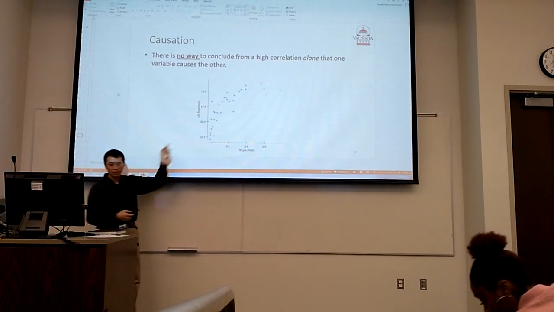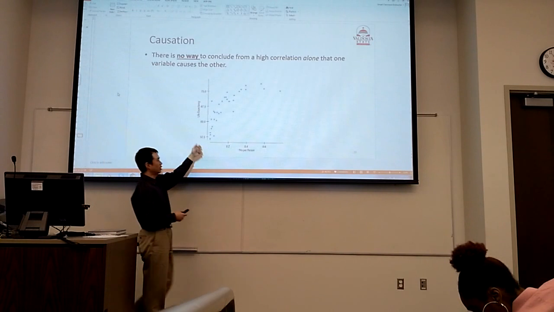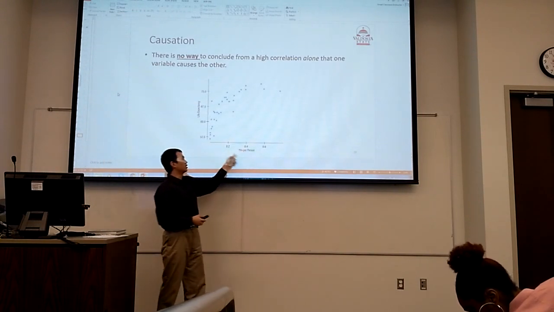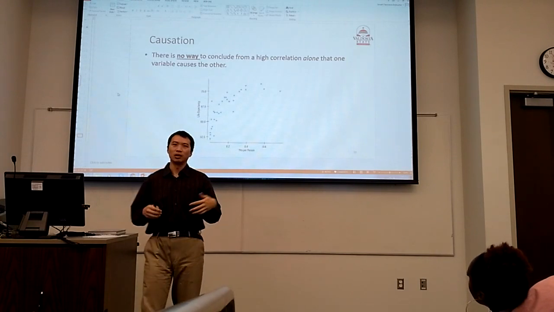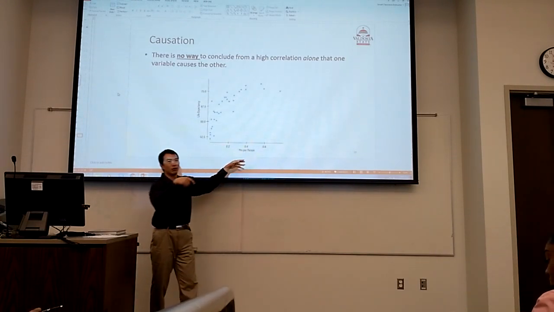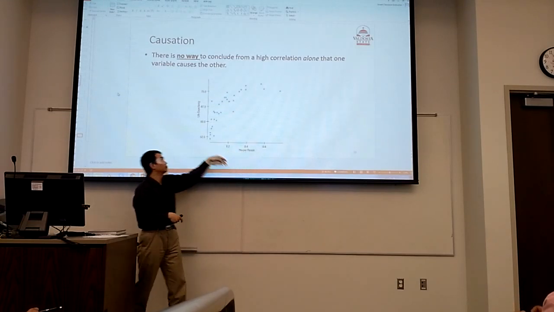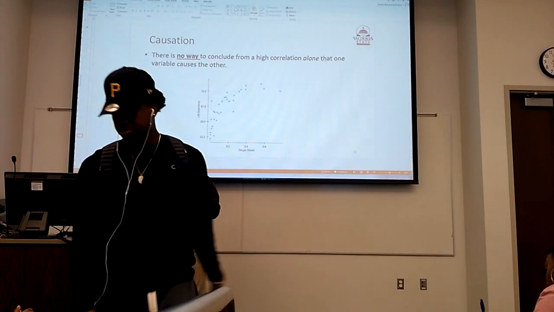So this is a figure from the textbook. The horizontal axis is TVs per person. How many TVs a person has in that area? So this is one variable. The other variable is life expectancy.